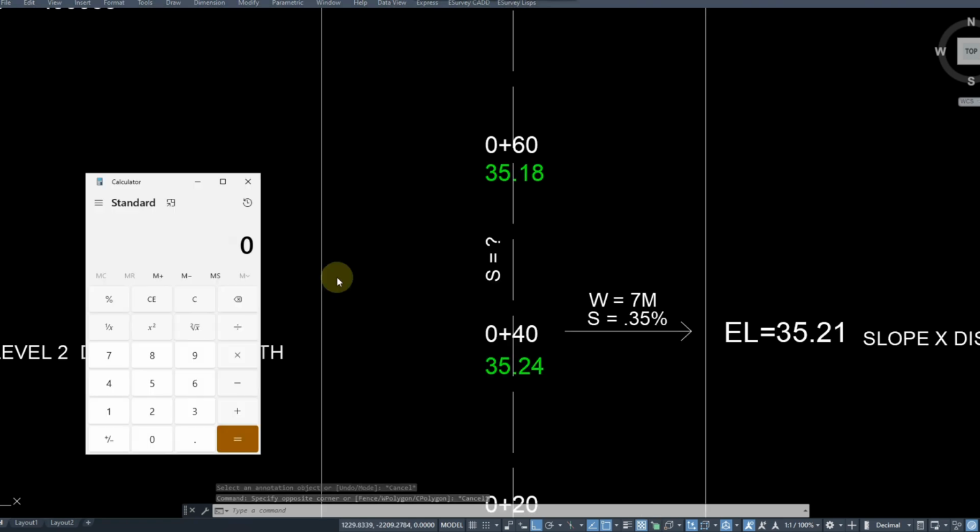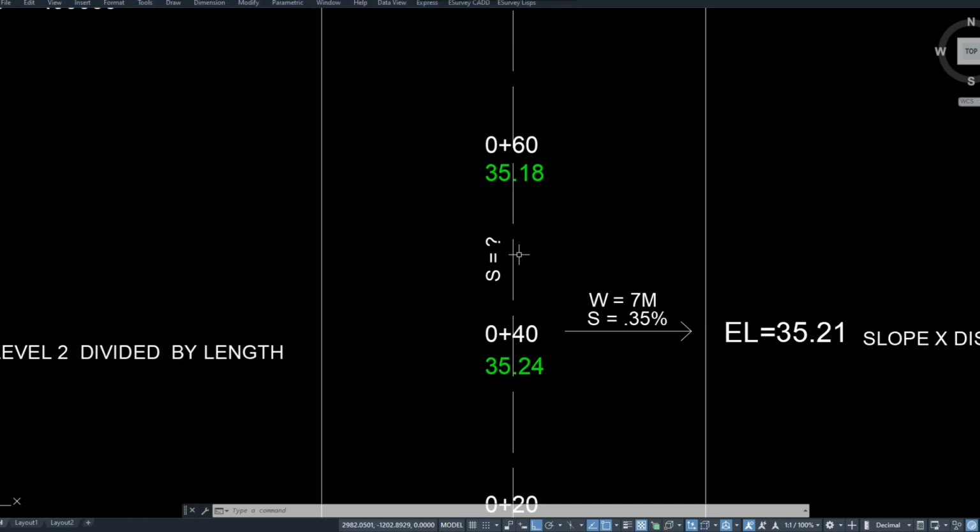Open calculator. 35.24 minus 35.18, divided by length. Now we need to multiply by 100 as per standard. So the slope is 0.3%. Let's update here.